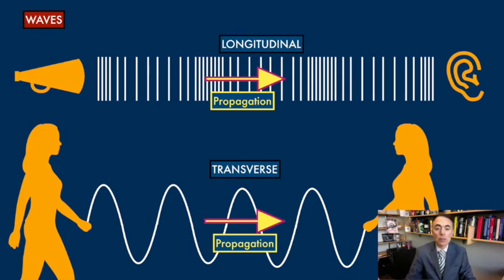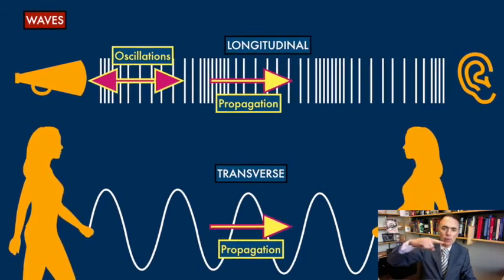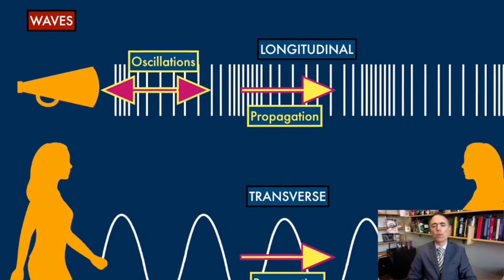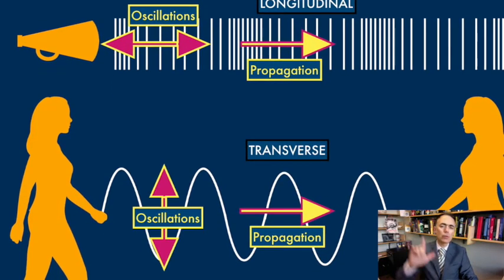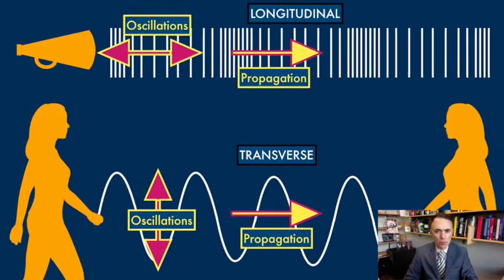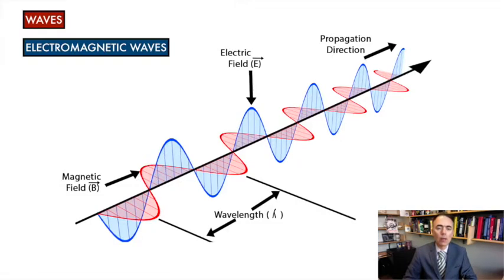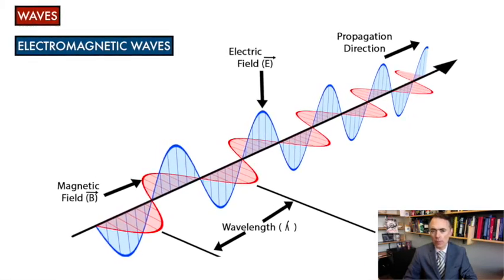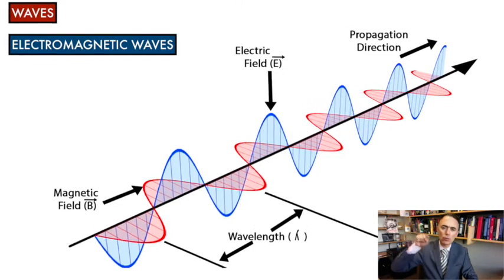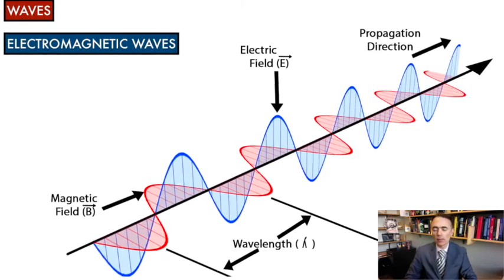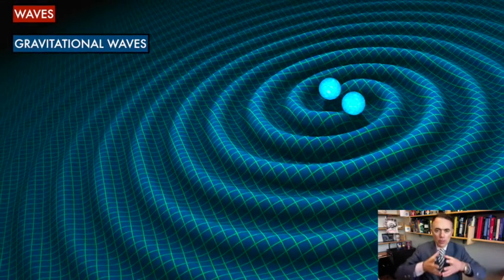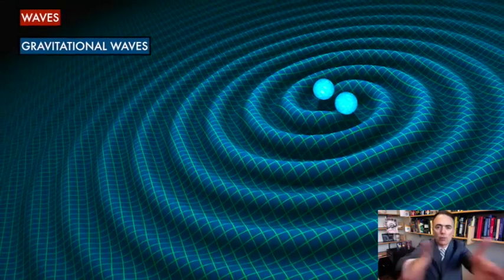If the oscillations are in the same direction as the propagation of the wave, then we have longitudinal waves. If the oscillations are perpendicular to the direction of propagation of the wave, then we have transverse waves. Light is an electromagnetic wave, and it is a transverse wave. The electric field oscillates perpendicular to the direction of propagation of light. Gravitational waves are transverse waves also. The oscillations in space are perpendicular to the propagation of the wave.